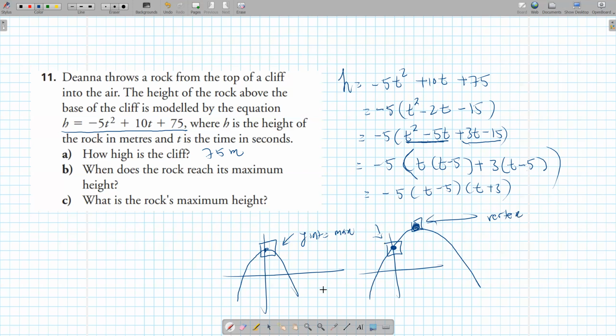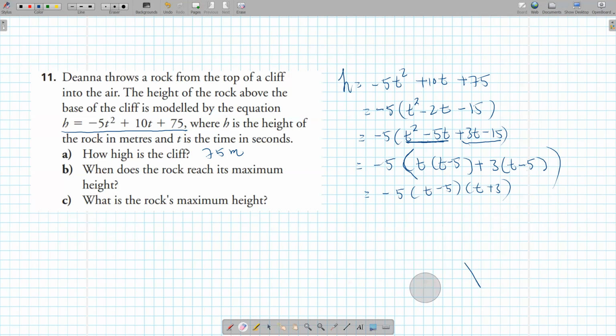Now, how do you find the vertex is the question. To do that, you're gonna have to do two things. To find the vertex, step one, find the midpoint of the x-intercepts. What are the x-intercepts here? Look at the equation.